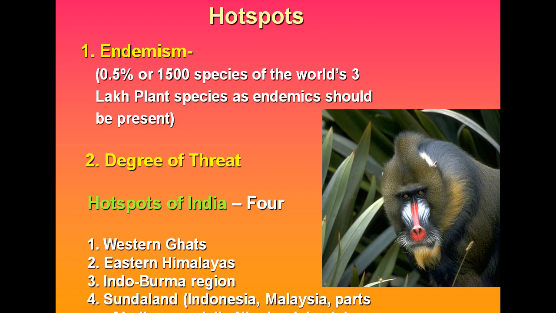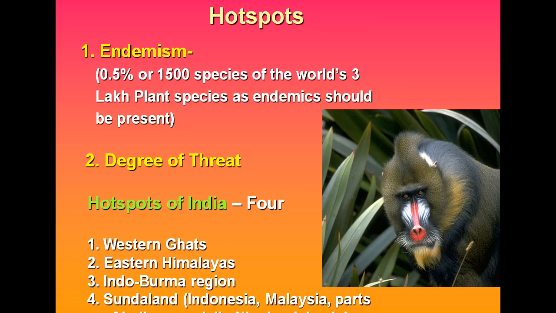Endemism, as I have told you, 0.5% or 1,500 species of the world's 3 lakh plant species are endemic. So out of the known plant species in the world, 1,500 species are endemic. They are found only in small pockets.